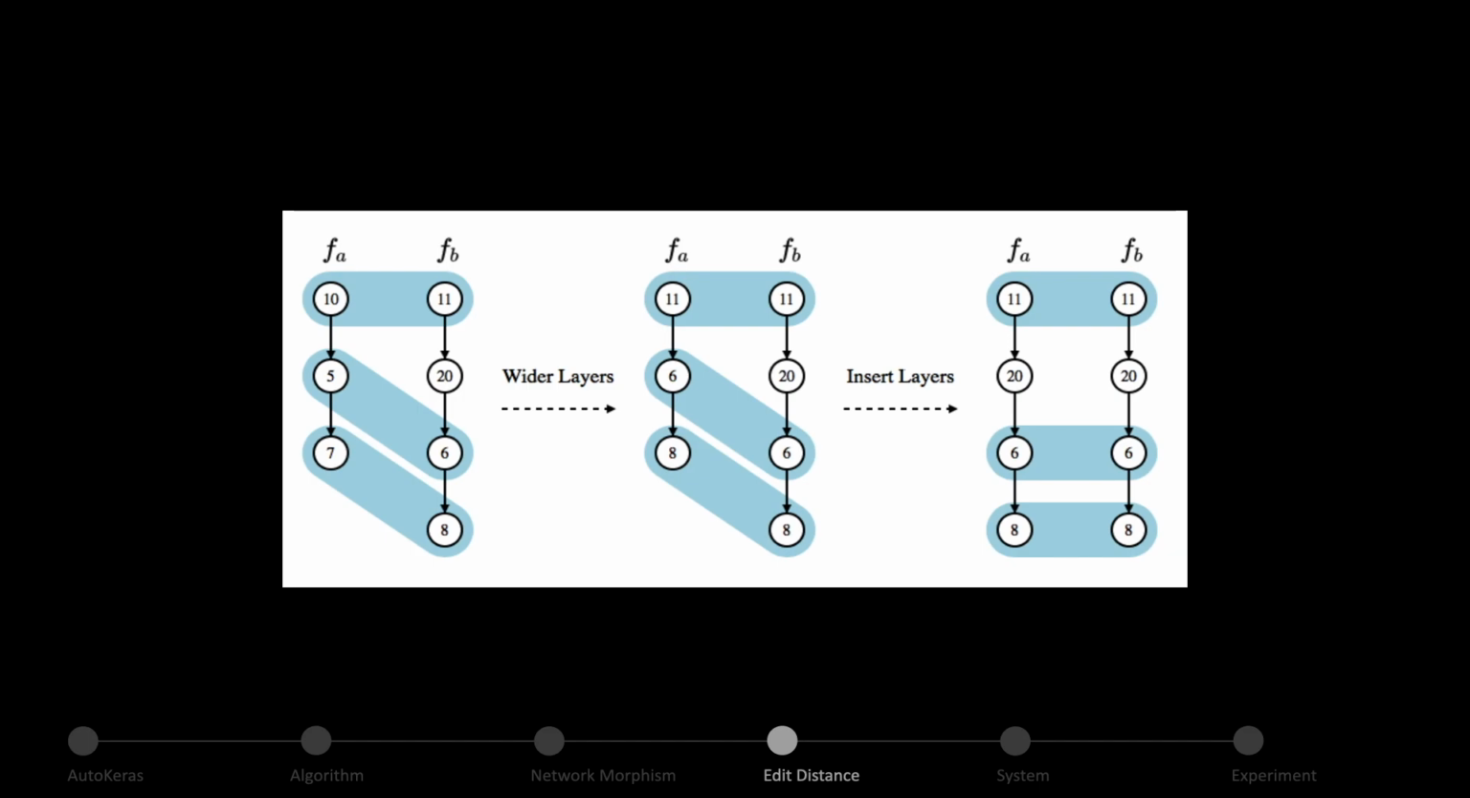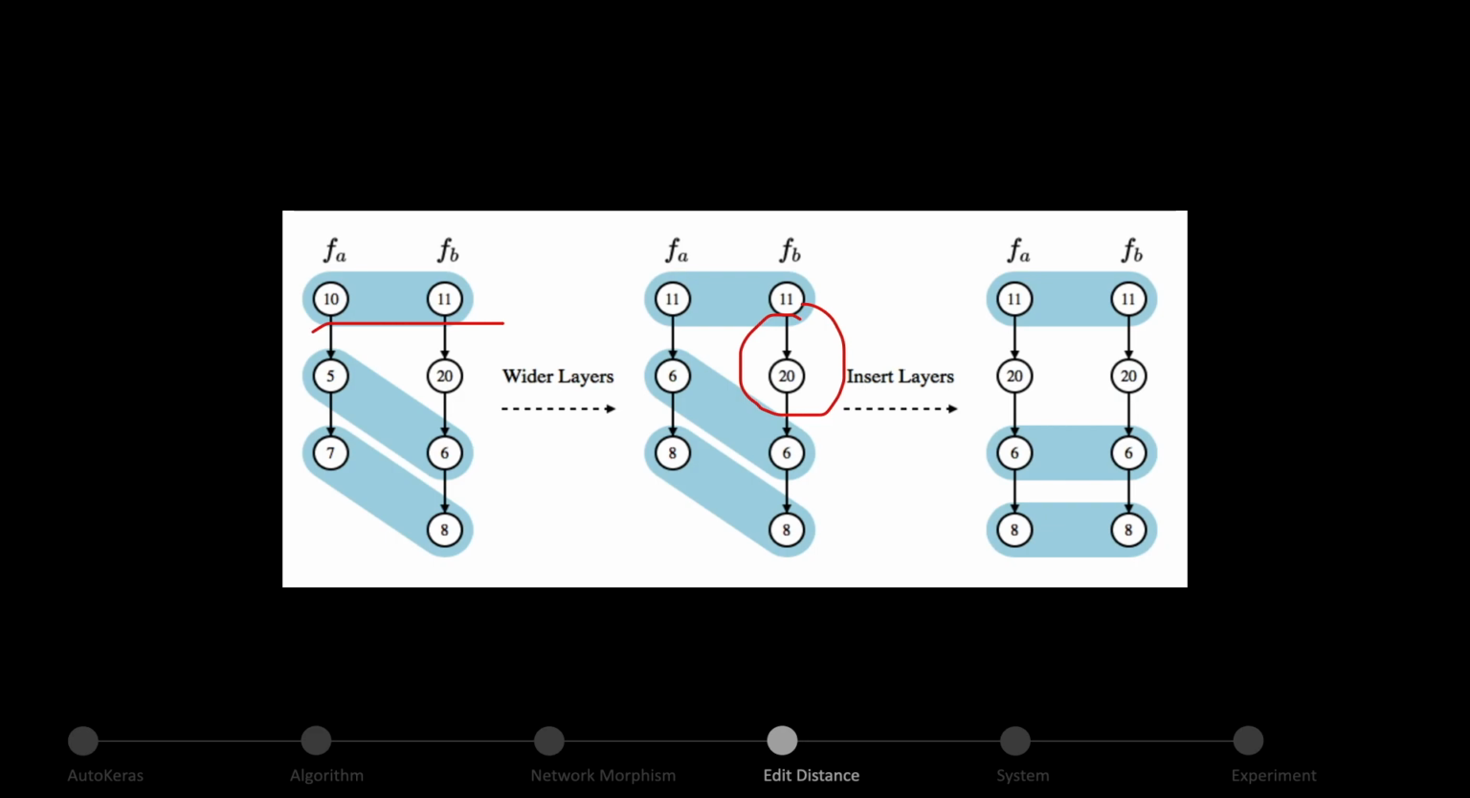And then we try to widen the layer to make sure every layer is matched. But we still left 1 layer not matched. So we insert the extra layer, and then FA will match FB. So here, the not matched layer will contribute 1 because they have 1 layer not matched. And for the rest, we will add every difference.